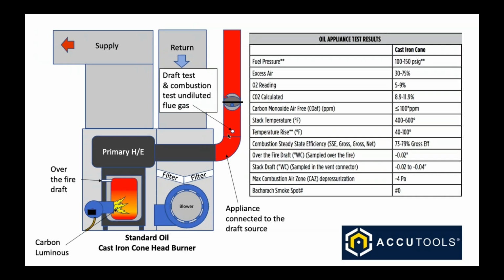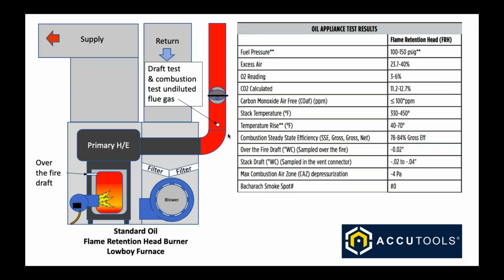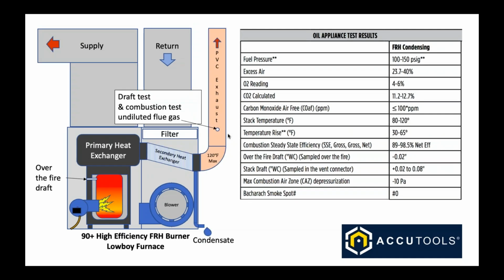What we were looking at first here was just a cast iron cone burner head. So that's why we get that 73 to 79% efficient. We get into the retention head burners. Now we can get into that 78 to 84% gross efficiency range, because now we're getting a better mixture of fuel and gas. It's just the way the burner's designed, the head's a little more efficient, and you're going to get a much better mix of fuel and gas oil on there.